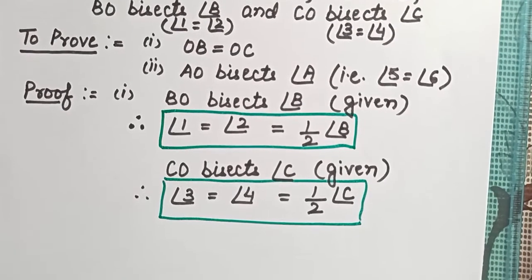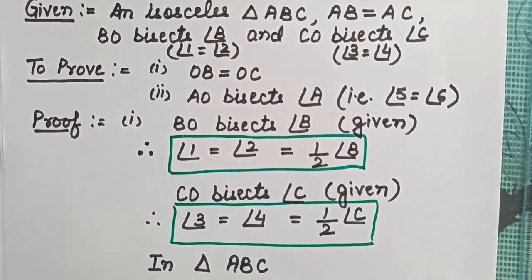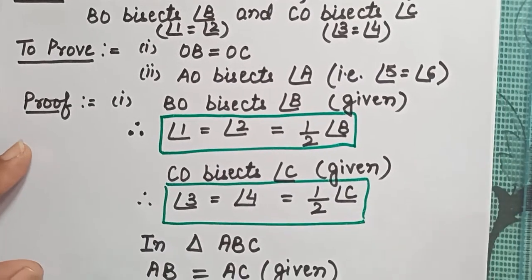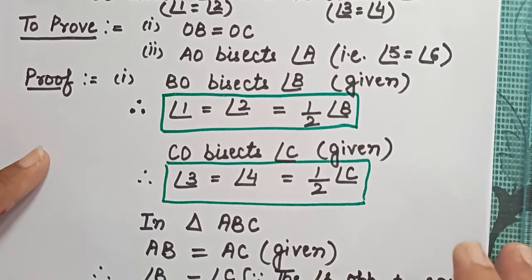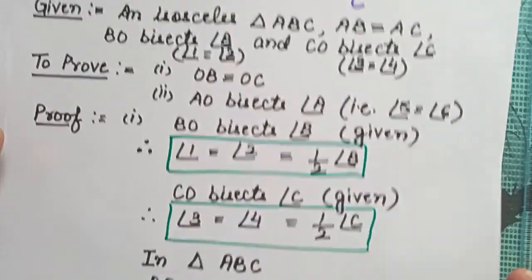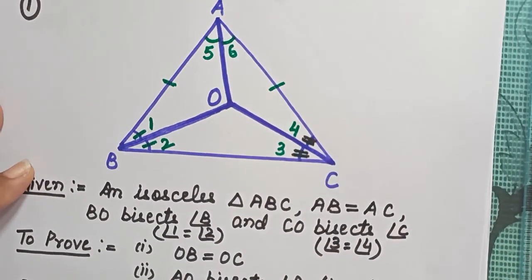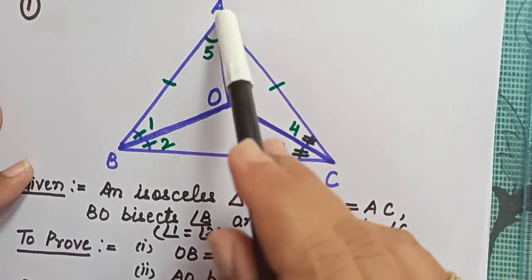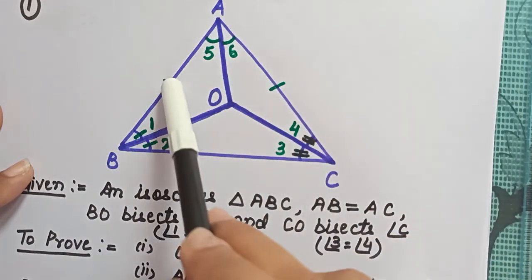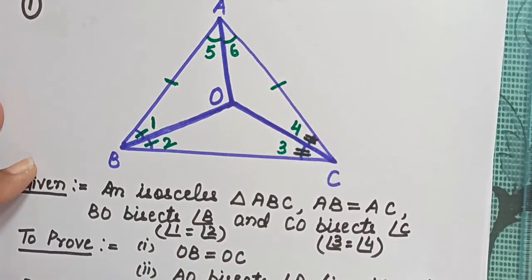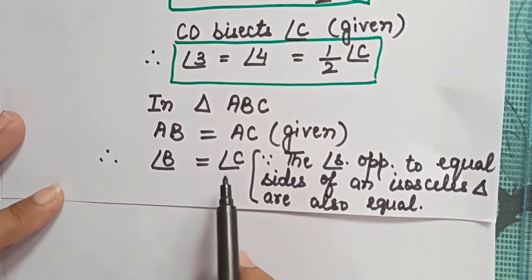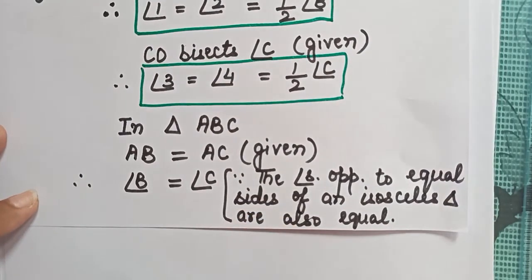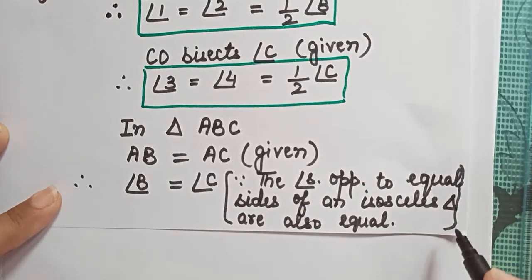Okay. So after that, write down, in triangle ABC, AB is equal to AC. It is given in the question, and according to the theorem, if two sides are equal, then angles opposite to these two sides are also equal. So if AB and AC are equal, then angle C is equal to angle B. So use this theorem. So after that, write down, so angle B is equal to angle C, because the angles opposite to equal sides of an isosceles triangle are also equal.